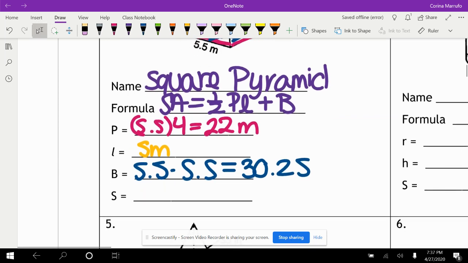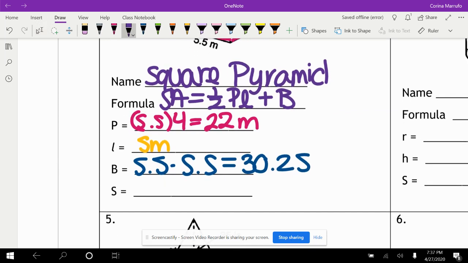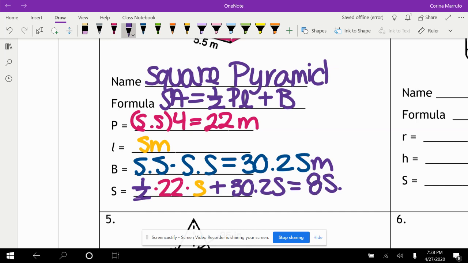Okay, so now we're ready to plug this into our surface area formula. So surface area is equal to 1/2. Our perimeter we said was 22. Our slant height, L, is 5, plus B, and B is 30.25. You know what? I did not put the units here, meters. So when we put this in our calculator, we're going to take 1/2 of 22 times 5 and add it to 30.25, and that gives us 85.25 meters squared.